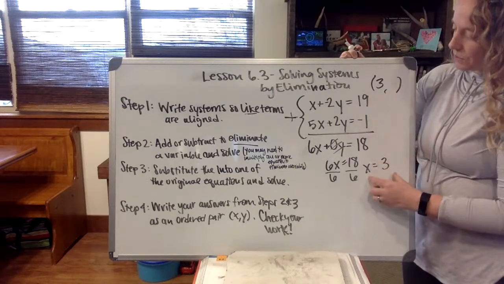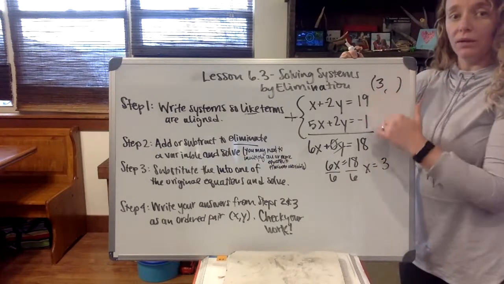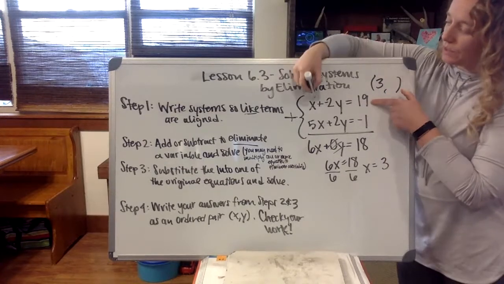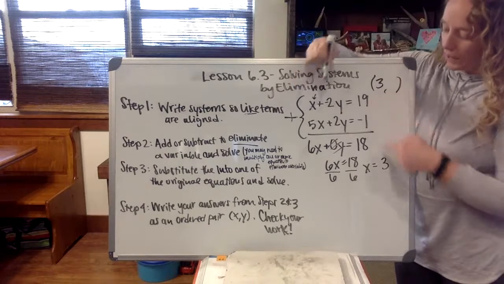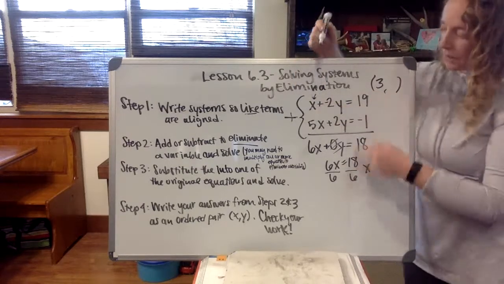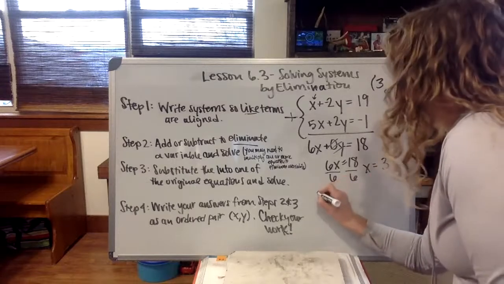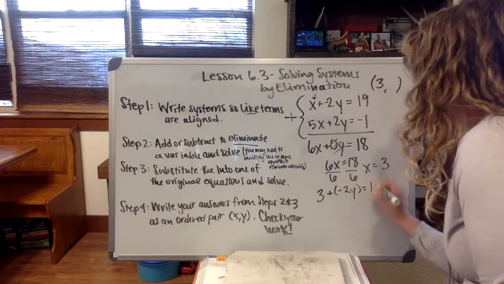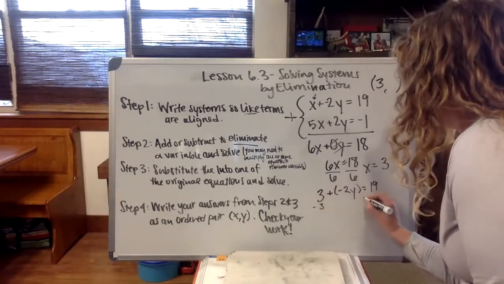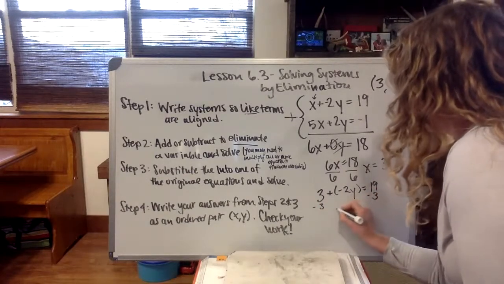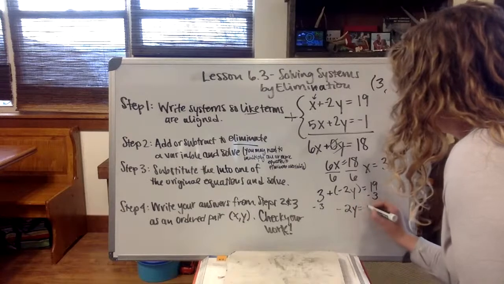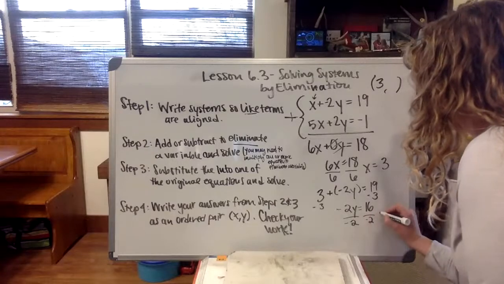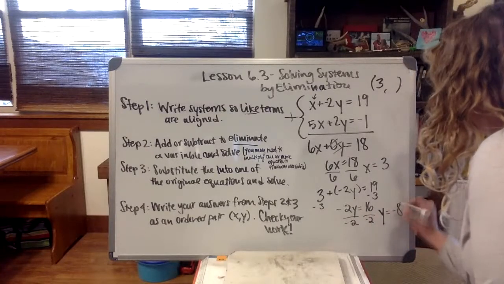Now, when you go to substitute, I highly recommend you doing one of the equations that's maybe a little bit easier to deal with. This top equation is a little easier to deal with because I won't have to multiply my x value if I put it there. So I'm going to put the 3 in that. So I get 3 plus a negative 2y is equal to 19. I'm going to subtract 3 from both sides. I get negative 2y is equal to 16. Divide by negative 2, divide by negative 2, and I get y is equal to negative 8.